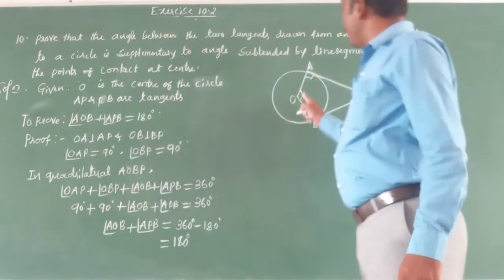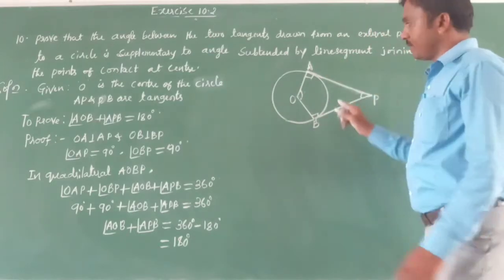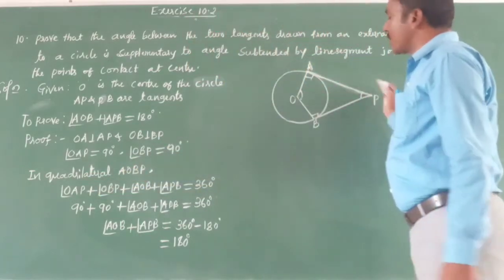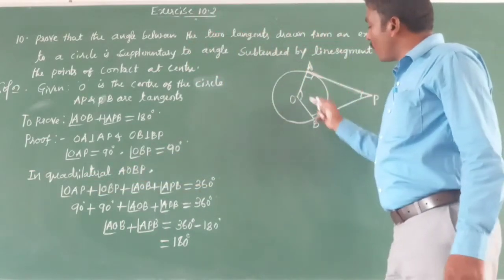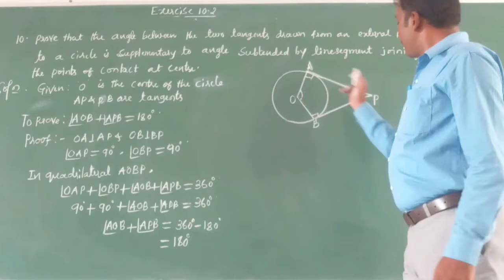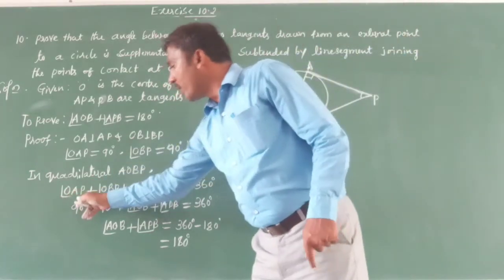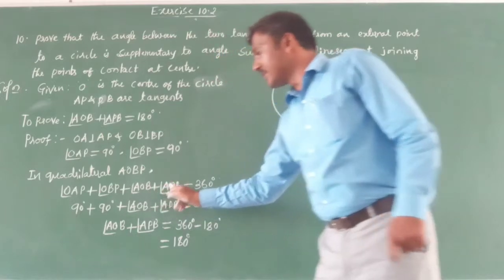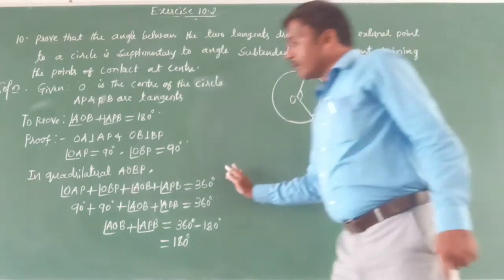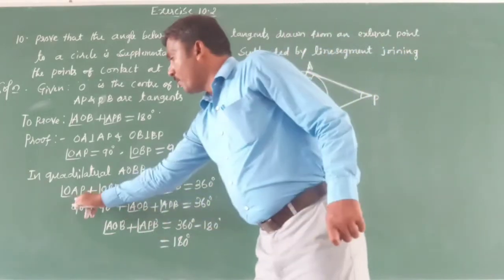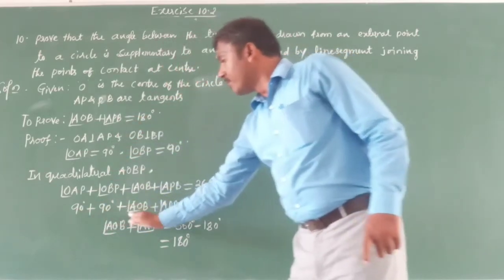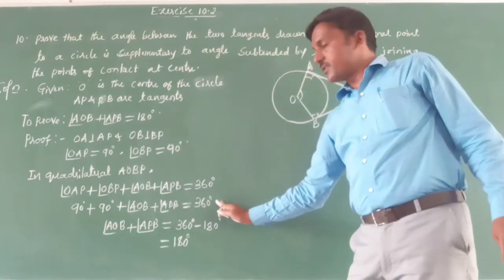AOBP is a quadrilateral, with 1, 2, 3, 4 sides. So the sum of all the 4 angles is equal to 360 degree. Angle OAP plus angle OBP plus angle AOB plus angle APB is equal to 360 degree. This angle plus this angle plus this angle plus this angle is equal to 360 degree. OAP and OBP we already know, those are 90 degree. So 90 plus 90, substitute, plus these two keep as they are, that is equal to 360 degree.